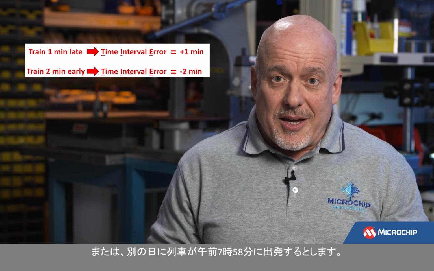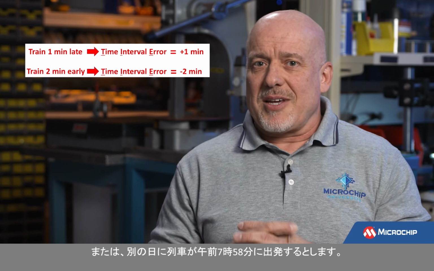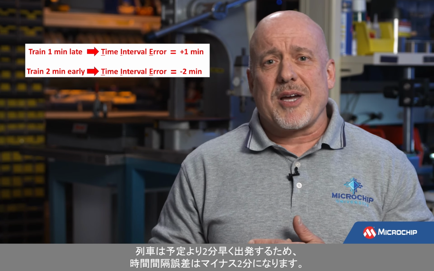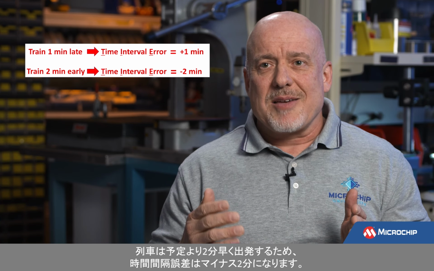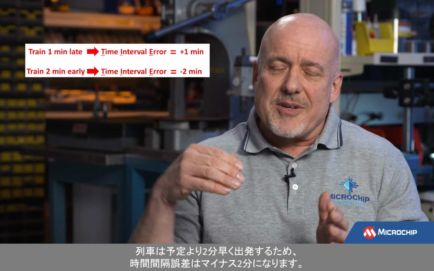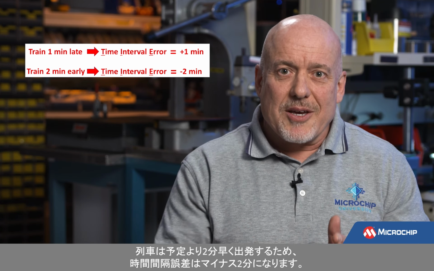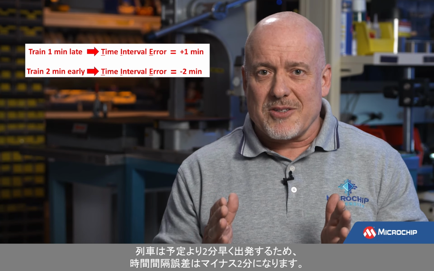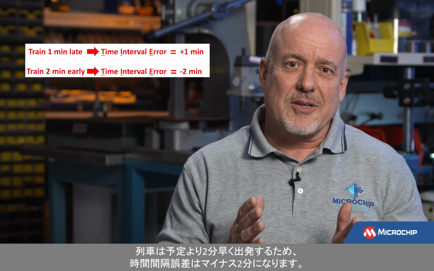Or let's say on another day, the train leaves at 7:58 a.m. The train has a time interval error of negative 2 minutes because the train is leaving 2 minutes before it's scheduled to leave.